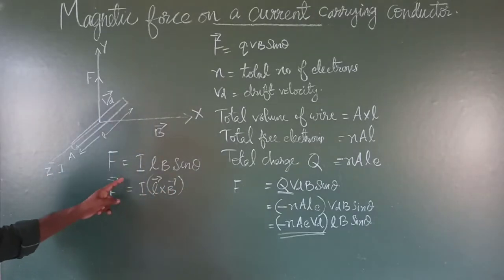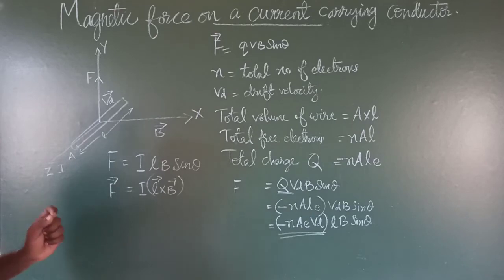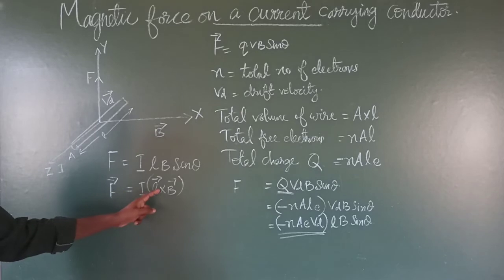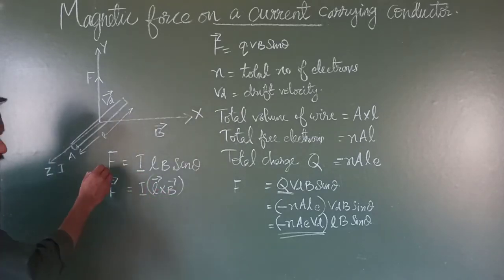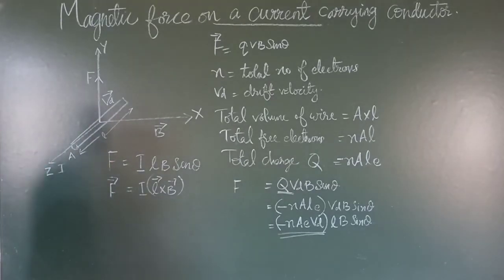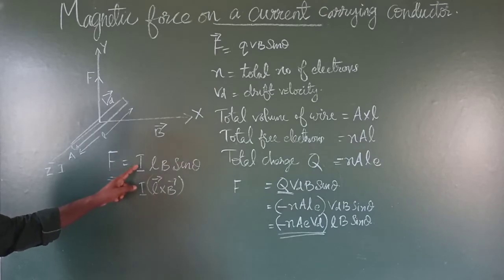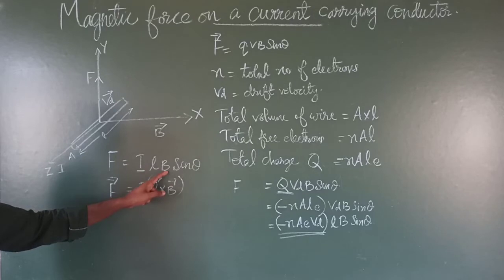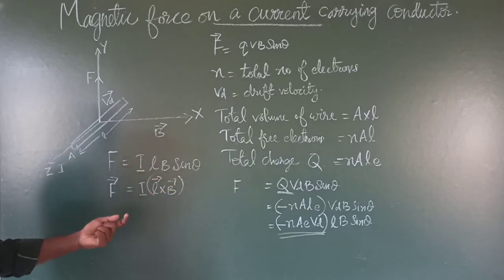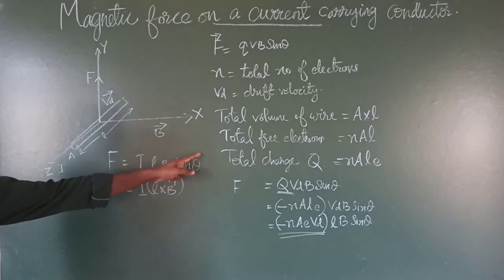So here the total magnetic force exerted on a current carrying conductor is F equals I into L cross B. The force exerted on a current carrying conductor depends upon a few factors. It depends upon the electric current I, the length of the conductor, the magnetic field, and the angle theta.